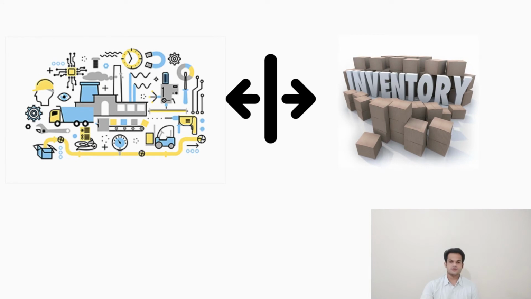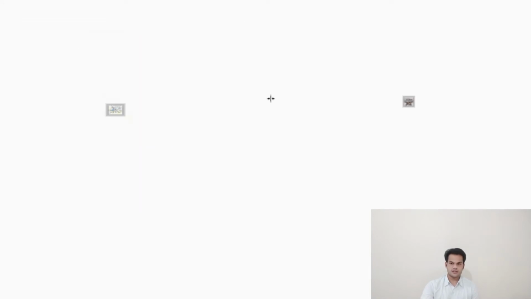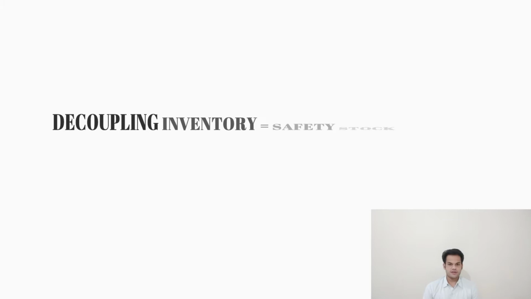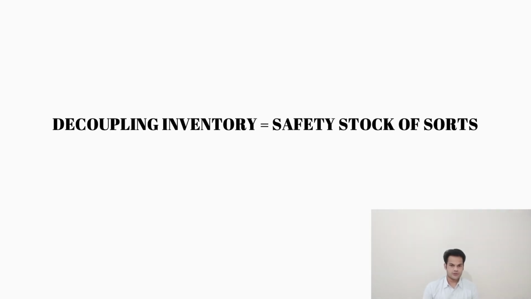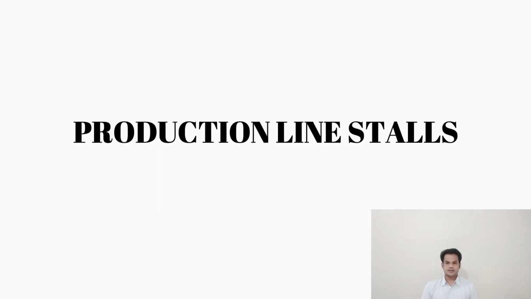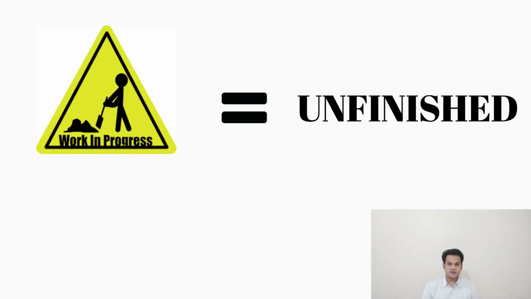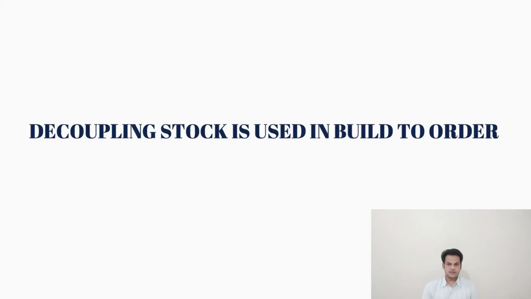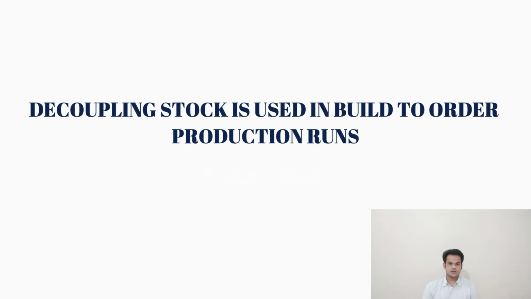Second type of inventory is decoupling inventory. Decoupling inventory is a part of inventory which involves separating inventory within a manufacturing process so that the inventory associated with one stage of a manufacturing process does not slow down other parts of the process. In simple terms, decoupling inventory is a safety stock of sorts. If a production line stalls and work in progress products are unfinished, it causes a reduction in the rate at which inventory stock is renewed. Decoupling stock is generally used the most in build-to-order production runs.